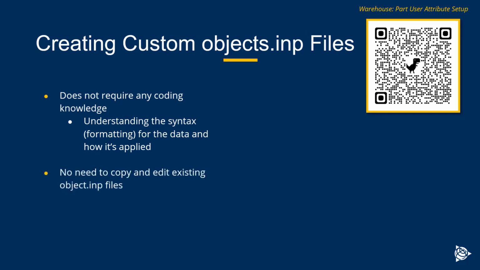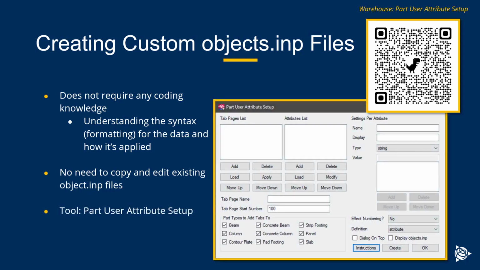You don't necessarily have to copy an existing object.imp file and then edit it, and you don't necessarily have to start with a blank text file editor, because we have a tool in the warehouse called part user attribute setup that's going to help define that entire file for us with the user interface. So let's take a quick peek on how this tool actually operates and how you could use it to create your own custom UDAs.